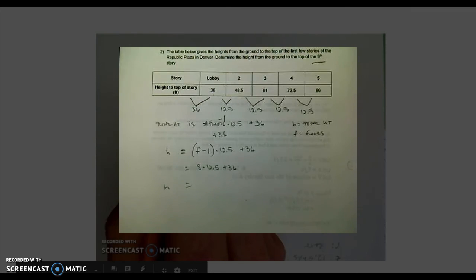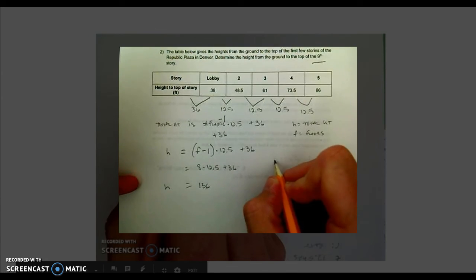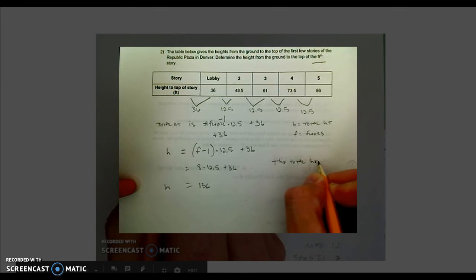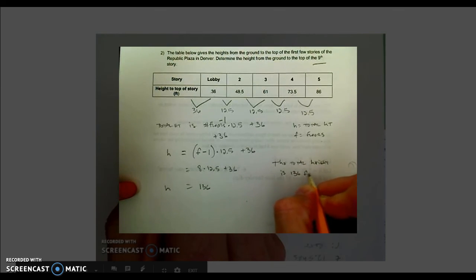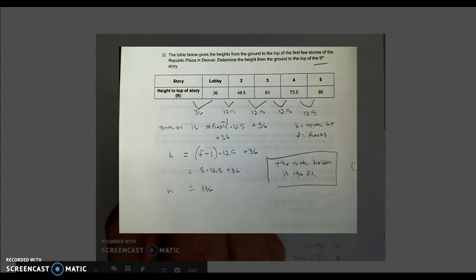You'll go to your calculator. 12.5 times 8, that's 100, plus 36. So the total height is 136 feet. So this is our process.